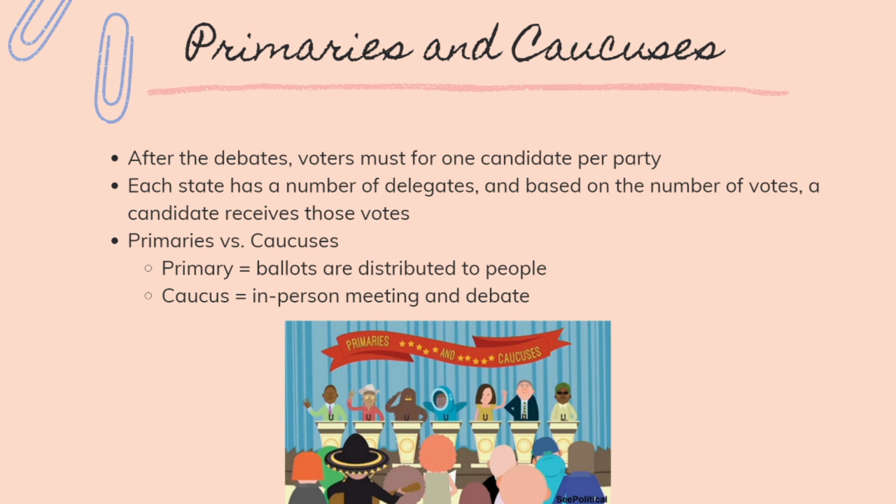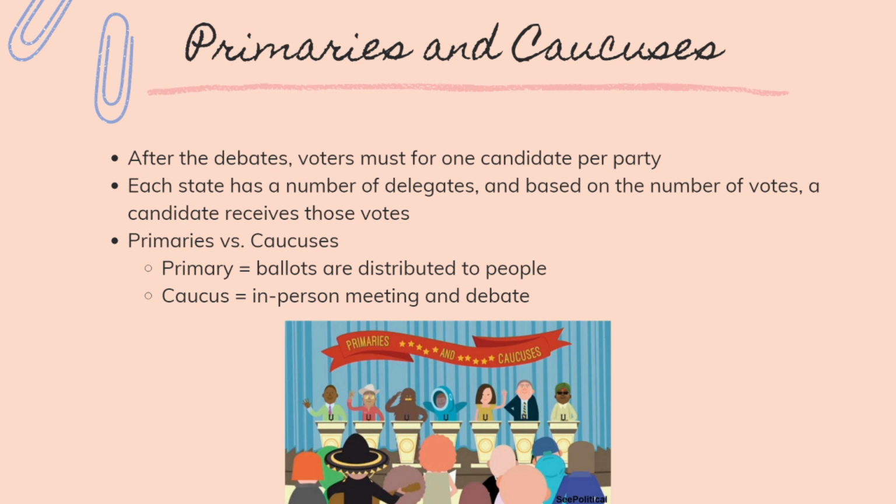And this works through the primary and caucus system. So primaries are where ballots are distributed to the people so that they can vote for the candidate they want. Now, this is the more popular method because it allows a wider range of people to access these ballots and thus vote. However, caucuses are another method, and this involves meeting in person and debating in person, and at the end voting in person as well. And this isn't as popular because, as we mentioned before, it doesn't allow ballots to be distributed to everyone easily. People must show up in person.